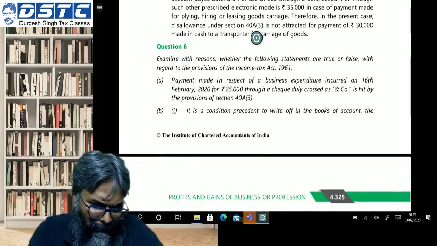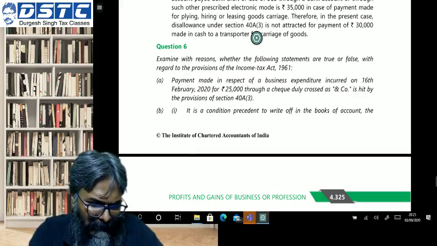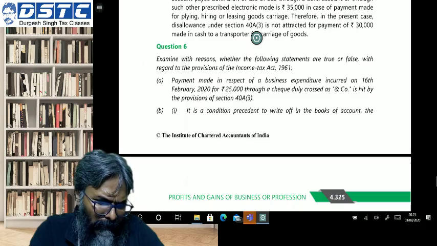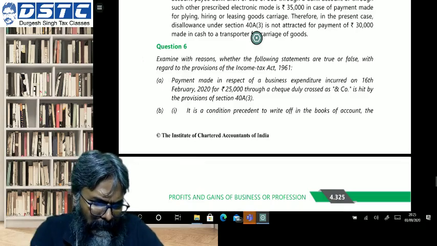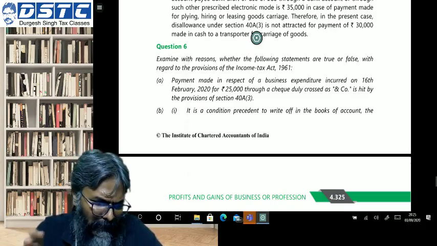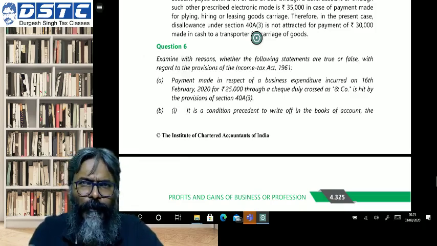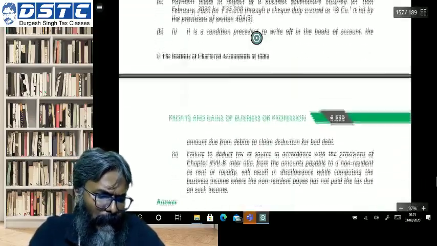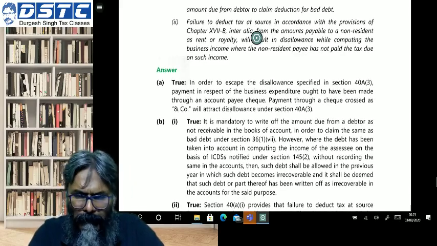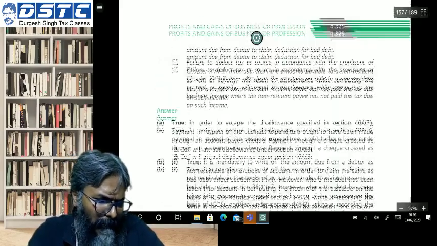Question number 6, students. Examine with reason whether the following statements are true or false with regard to the provisions of the Income Tax Act 1961. Payment made in respect of a business expenditure incurred on the 16th February 2020 for rupees 25,000 through a cheque duly crossed is hit by the provision of 40A3. Yes, it is hit by the provision of 40A3 because you have to write account payee cheque. Only a crossed cheque will not be sufficient. You have to write what, students? Account payee. So therefore it will be disallowed.